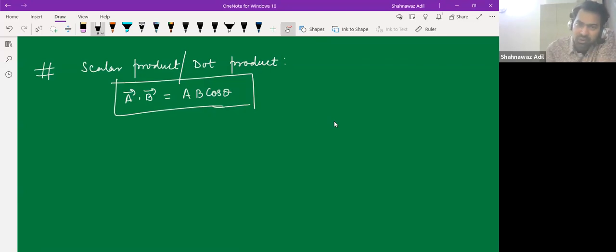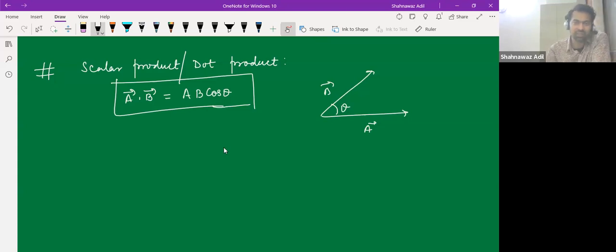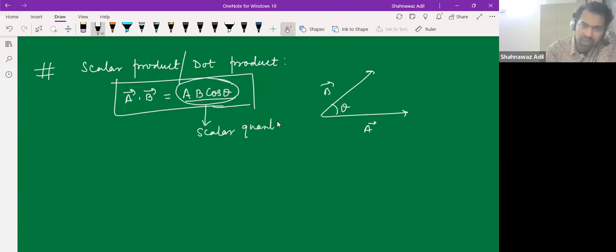Let's say you have this vector A, this vector B, and this is the angle. So A dot B is defined like this, right? On the right hand side, we don't have any direction, so this is a scalar quantity. That is why it is called a scalar quantity, because we don't have any direction on the right hand side. We multiply two vectors and we get a scalar quantity.